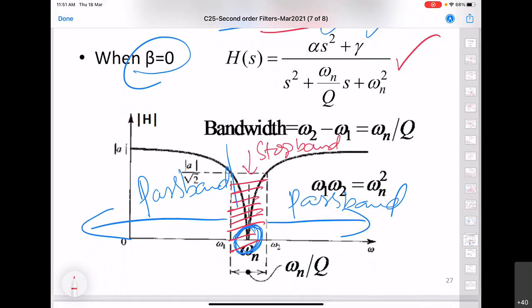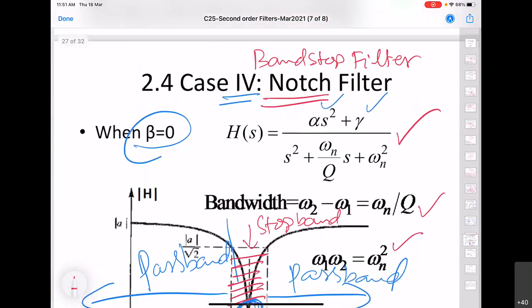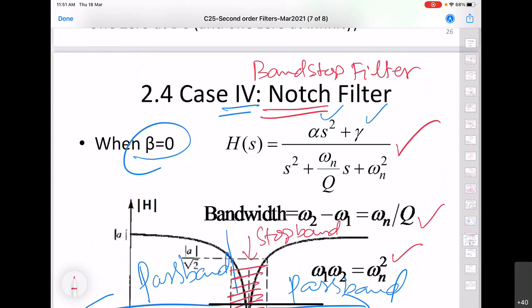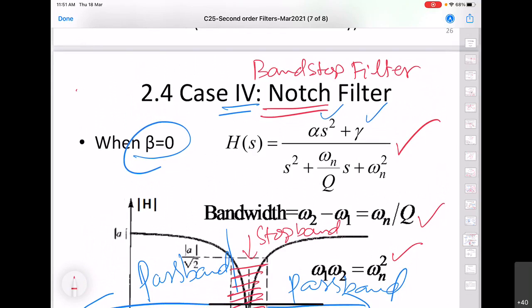So here bandwidth is given by omega n divided by Q, and omega 1 and omega 2 will be related as usual for the band pass case, and the bandwidth is this omega n by Q, and this is actually complementary of the band pass filter. So this is inverse behavior of the band pass filter.